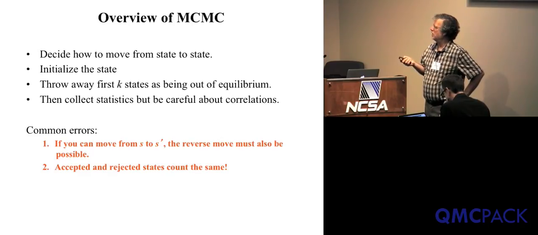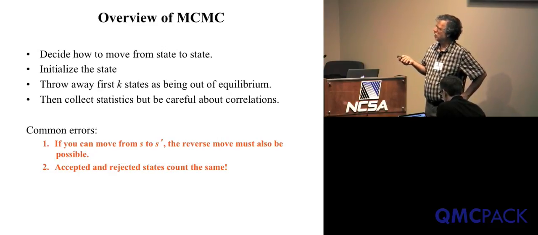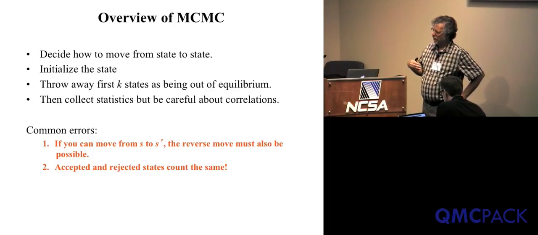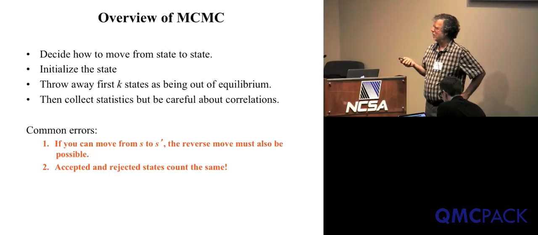You actually have choices in Monte Carlo. You can decide this transition probability, how to move from state to state. You have to decide how to initialize the state. We talked about ergodicity, which means there's some warm-up time or equilibration time. I'll give you some examples in a minute. You have to throw out the first states, and then you have to collect statistics, and you have to compute error bars, okay?